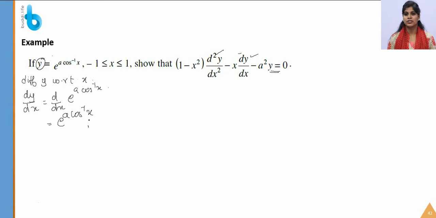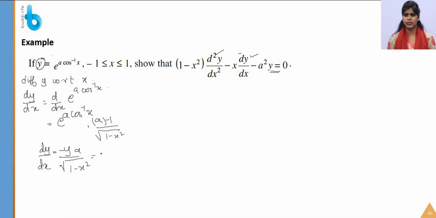And now again differentiate this, that is a into cos inverse of x is minus 1 by square root of 1 minus x square. Okay, and this term is y, right? Y into, so a into minus 1 is minus a divided by root of 1 minus x square, that is dy by dx. Okay, now we want the second order derivative.